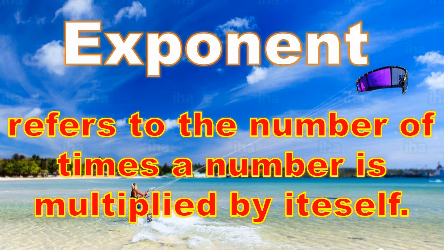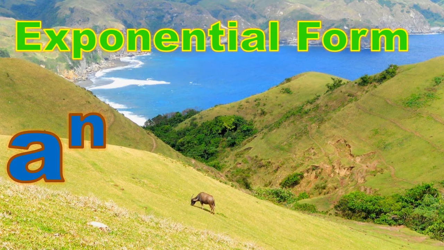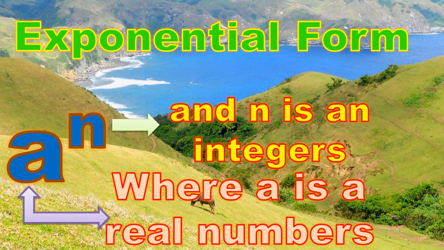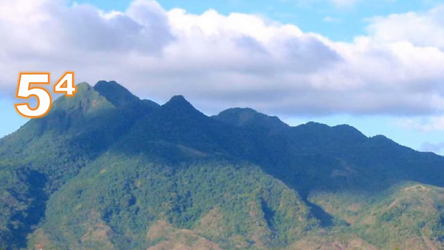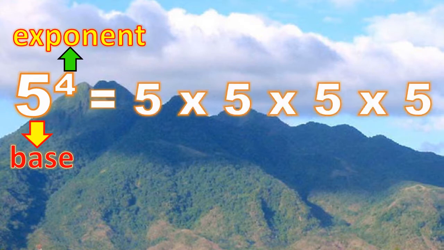Okay, what is the standard exponential form? Exponential form, we have here a to the power of n, where a is a real number and n is an integer. Okay, let us substitute the value of our variables into numbers. Given an example, 5 to the power of 4. As we all know, 5 is our base and 4 is our exponent. As we have learned, exponent refers to the number of times a number is multiplied by itself. So let us multiply 5 by itself 4 times. 5 times 5 times 5 times 5.